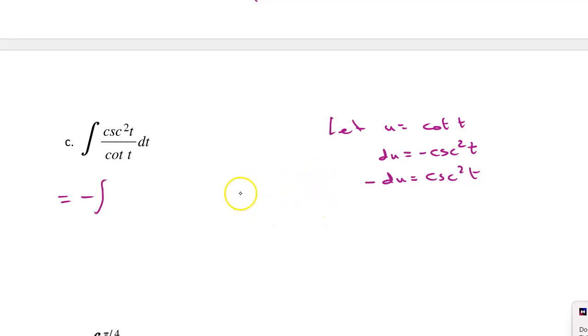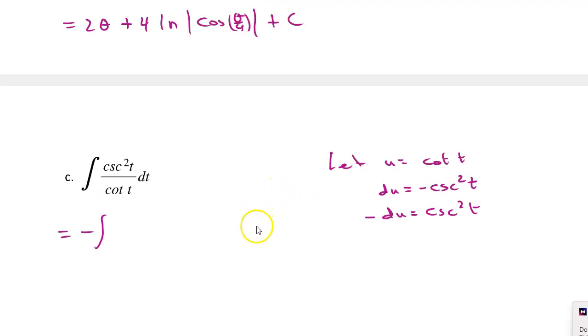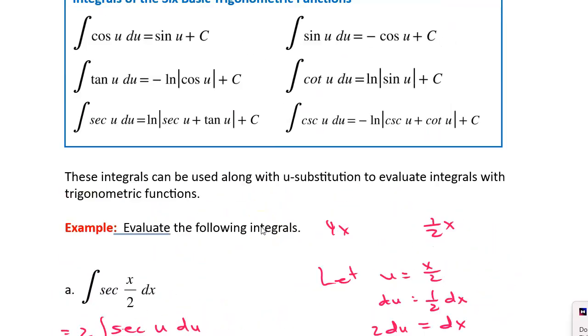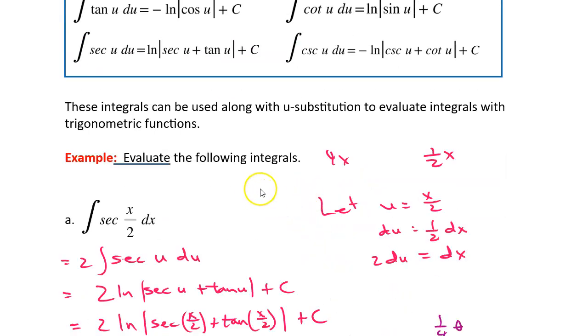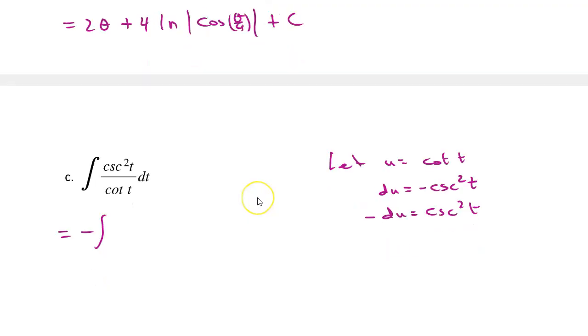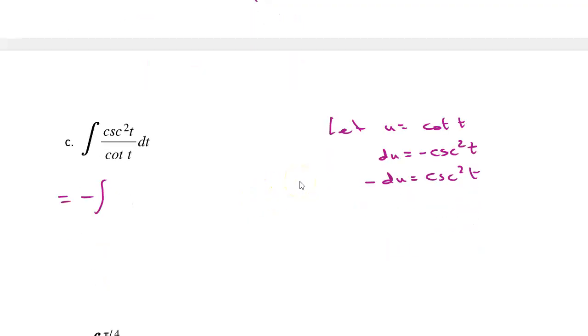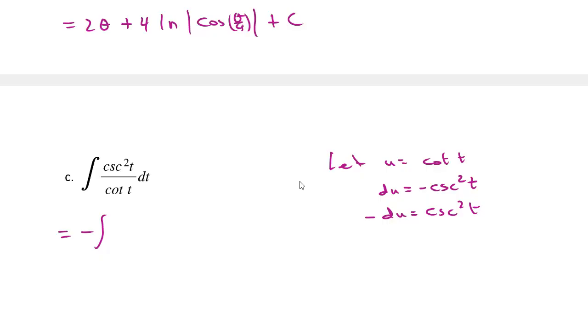All right, so this is the problem we left off on. This was part of the integrals of the trig functions, which we have formulas for those integrals. And we're working on this one. What we did here, we let u be cotangent of t, and then the derivative of that was negative cosecant squared of t, which we have in the numerator.